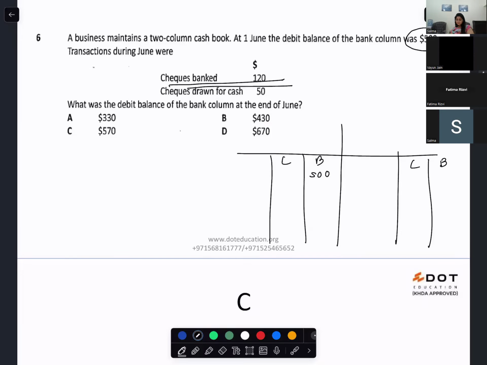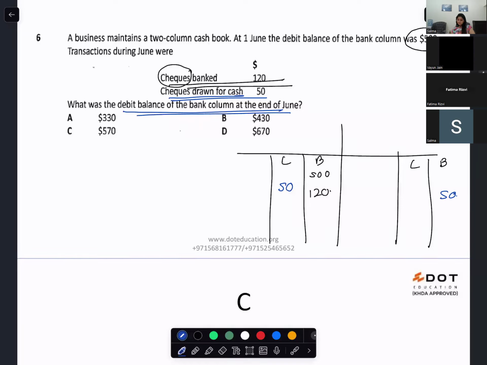Then checks banked. So from the cash book, it'll go to bank. So from the credit cash, it'll go to debit bank. This is just a check put into the bank. And checks cashed means money is being removed from the bank and being cashed, going from bank and coming to cash.